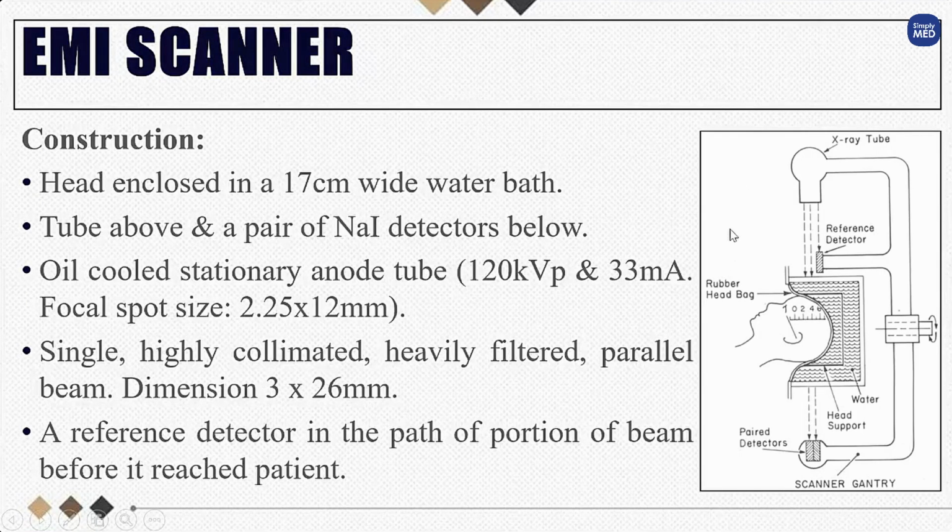So here you can see the head will be 17 centimeter wide. Here this is a rubber head bag, and it will be in a 17 centimeter wide water bath. This is your water bath, and there will be an X-ray tube above, and there will be one detector, which is a sodium iodide detector, below, and the X-ray tube anode will be a stationary anode tube, and we have a single highly collimated, heavily filtered parallel beam. Like this, a parallel beam will be there. So there will be a reference detector before it reaches the patient to know the value.